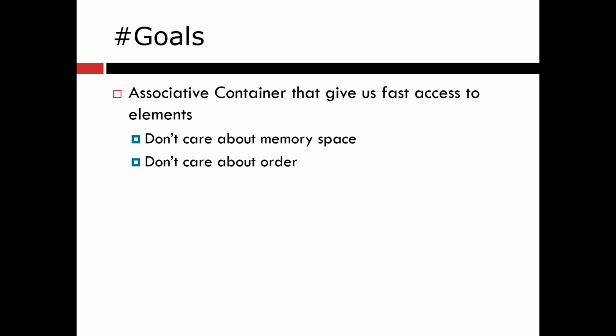Our hashtag goals here is that our associative container is going to give us fast access. The downside, the thing we're giving up, is that we don't care about the order. We don't care about finding the thing next to an item. All we care about is finding an item. And we also are sacrificing any semblance of efficient memory storage. That's going out the window. So those are our goals. Just in the back of your mind, that's what we're dealing with.